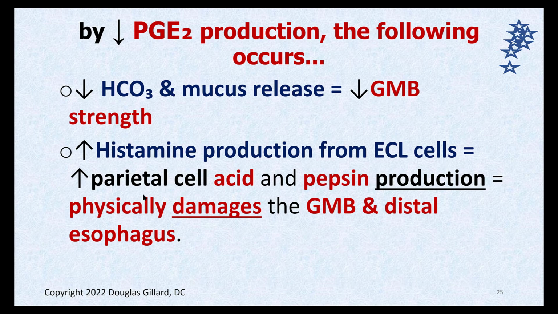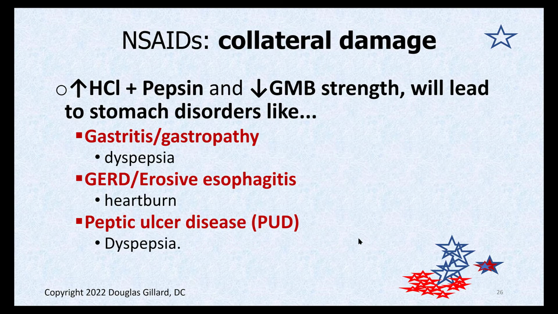So you get over-regular production of acid from parietal cells and pepsin from chief cells. And if there's no gastric mucosal barrier, the acid burns your lining, and you get tummy upset. You get different gastropathies, which we'll talk about later.